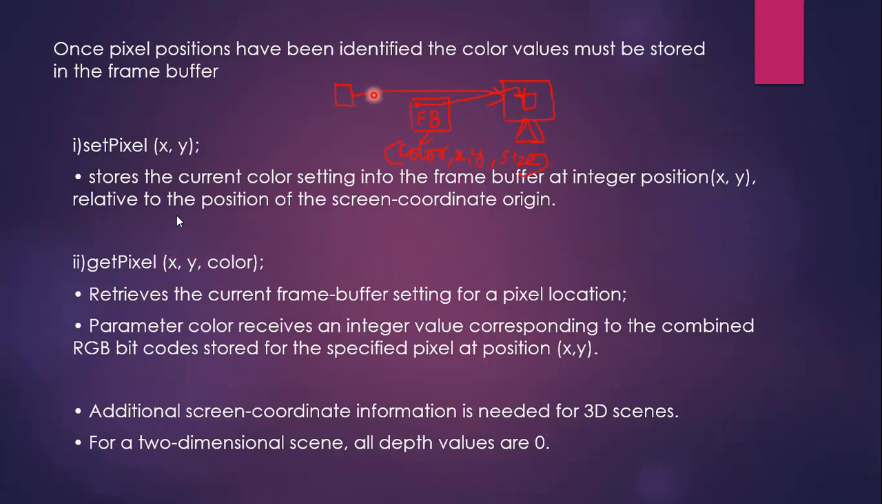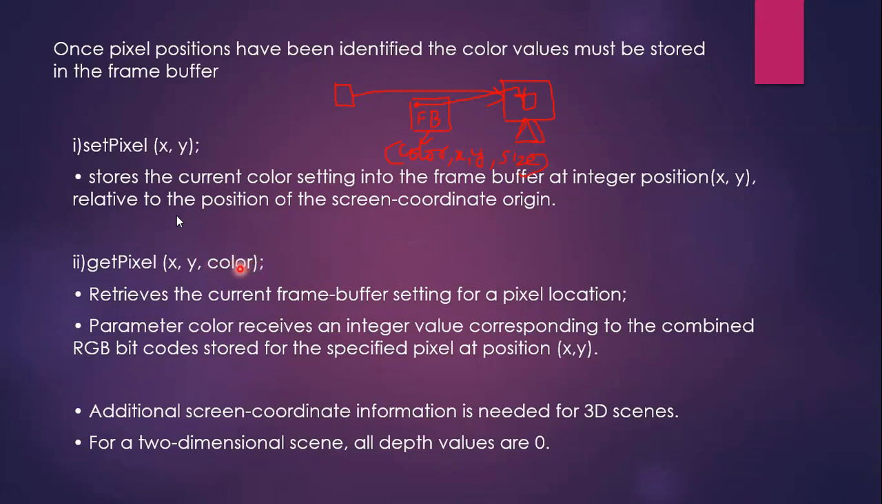Since we are representing a 2D image, it has two values x and y, and the third parameter is the color. The color parameter receives an integer value corresponding to the combined RGB bit codes stored for a specified pixel at position x, y. So now you have the location of the pixel where exactly it has to be displayed on the screen, with the values x and y, and also the color value. It's a combined value, an RGB combined value.